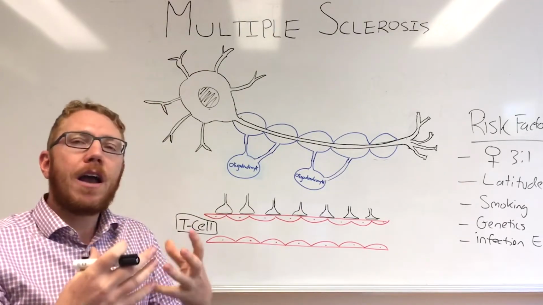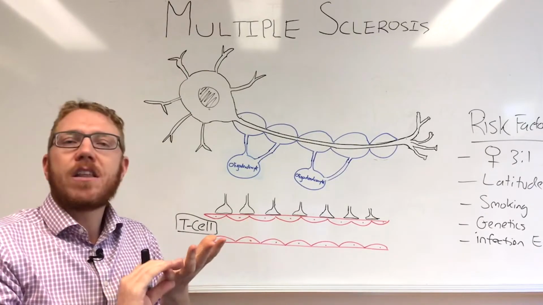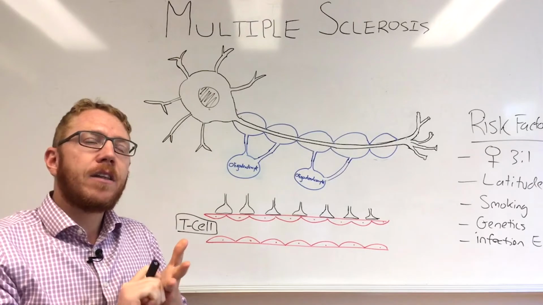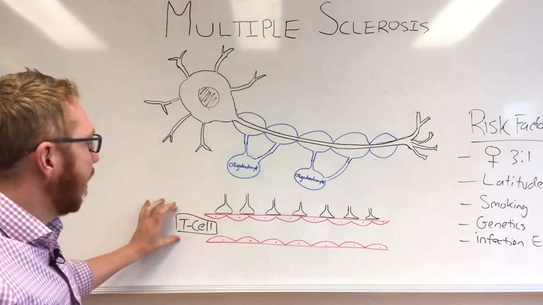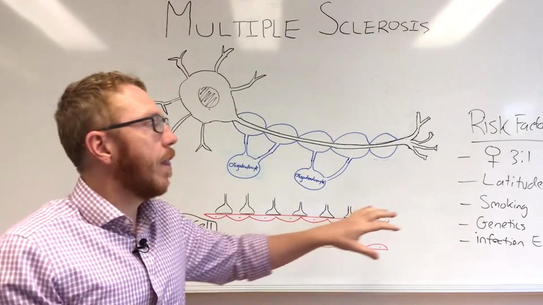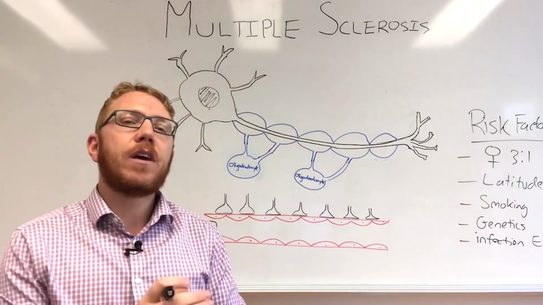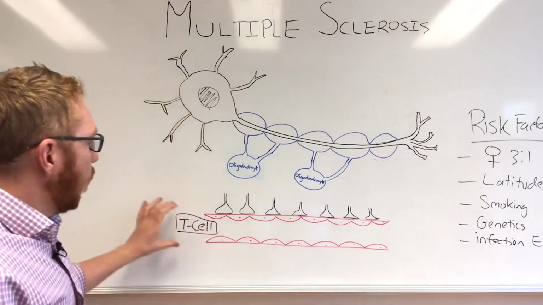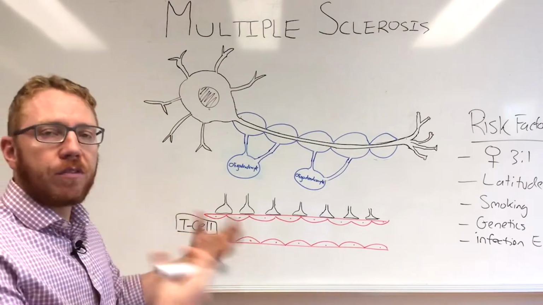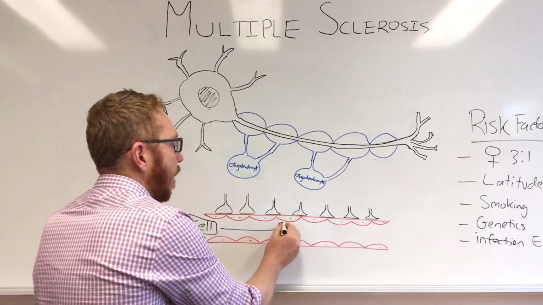So the thought behind why the latitude is probably a deficiency in either vitamin D or UV light that seems to put a person possibly in a state to activate T cells. In conjunction with that, we also see that females have a stronger T cell response in their immune system. And so when a T cell is activated peripherally, it has the capacity to breach the blood-brain barrier.